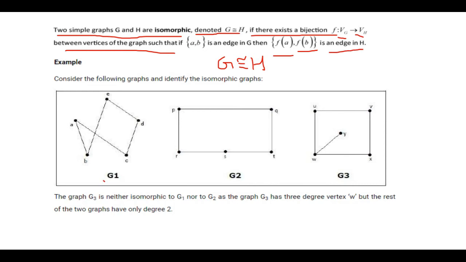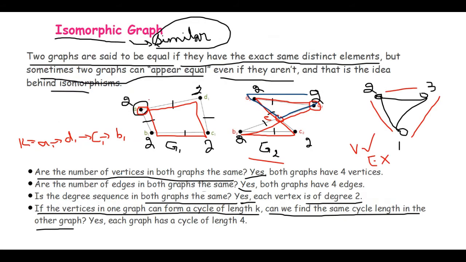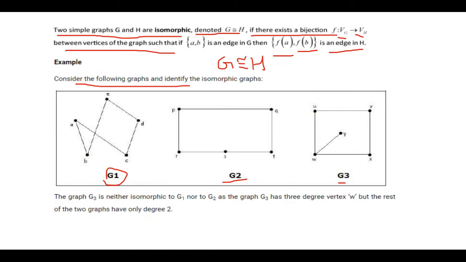Here G and H can also be named G1 and G2. So anyway, here we have G1, G2 and G3. Let's consider the following graphs and identify the isomorphic ones. Let's understand the points we have discussed: the vertices, the edges, the degree, and whether we can form a cycle of length k. These 4 points we have to check.